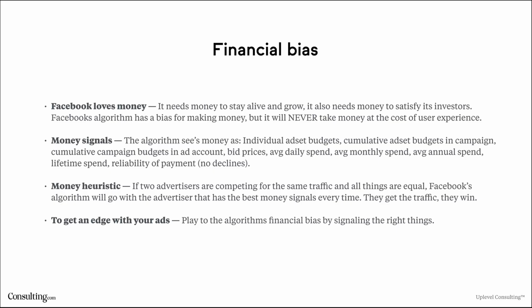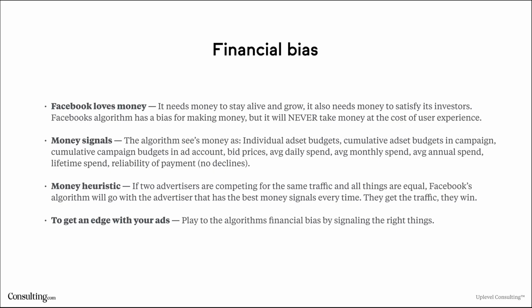And money signals. The algorithm sees money as individual ad set budgets, cumulative ad set budgets within a campaign, cumulative campaign budgets within an ad account, bid prices, average daily spend, average monthly spend, average annual spend, lifetime spend, and reliability of payment, which is how many declines it has had. These things it sees as money signals. And then it has a money heuristic. If two advertisers are competing for the same traffic and all things are equal, Facebook's algorithm will go with the advertiser that has the best money signals every time. They get the traffic, they win.